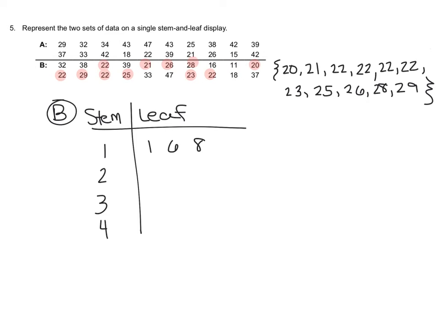Now I've highlighted the values that have a stem of 2 and written them in increasing order so I can easily identify the leaves. I have a leaf of 0, 1, 2, 2, 2, 2, 3, 5, 6, 8, and 9. So I'll just place that on my leaf column in the chart.